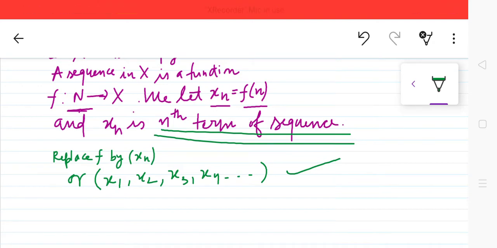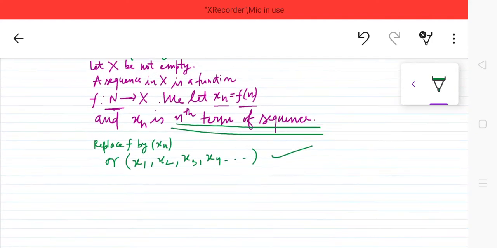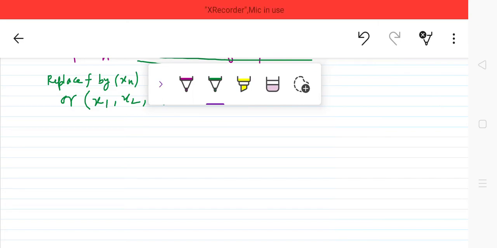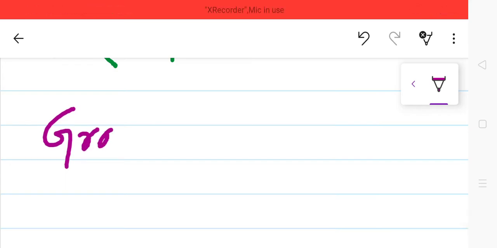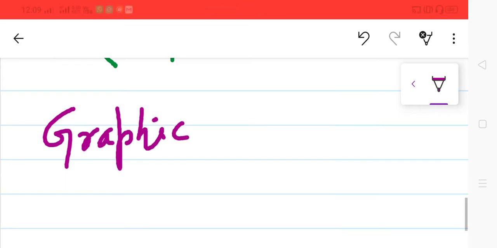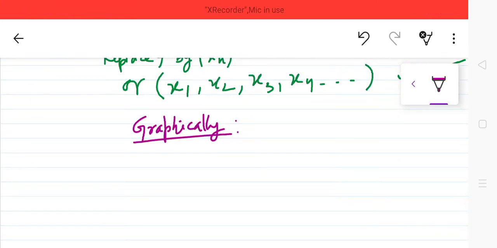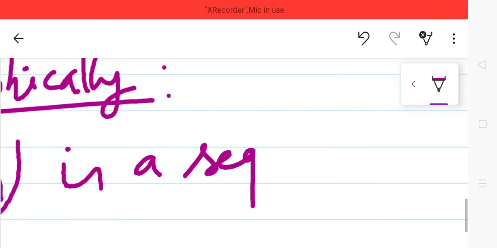Now we visualize this graphically. We will try to visualize the sequence graphically. This is the common notion. So graphically, let's see: suppose xn is a sequence in R. Xn is a sequence in R. What is a sequence? I just mentioned it earlier, a sequence in R.